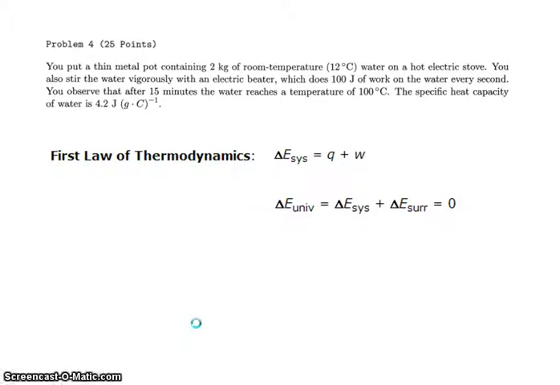So we're going to make two assumptions here. According to the first law of thermodynamics, delta E system is equal to Q plus W, where W is the work and Q is the heat, and delta E universe is equal to delta E system plus delta E surroundings, which is also equal to 0. And then also we're going to say that delta E is equal to m c delta T.